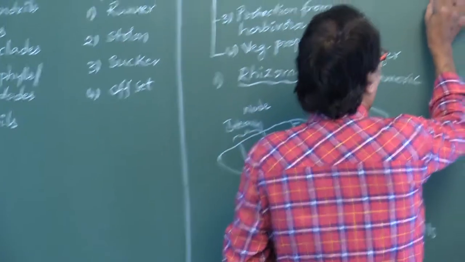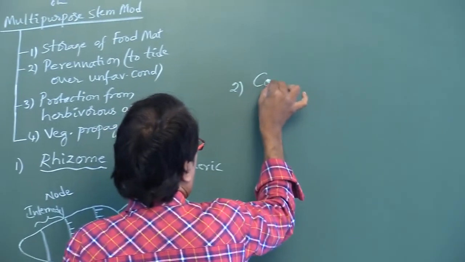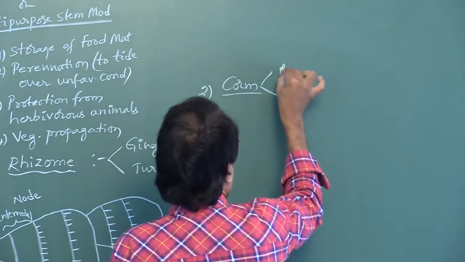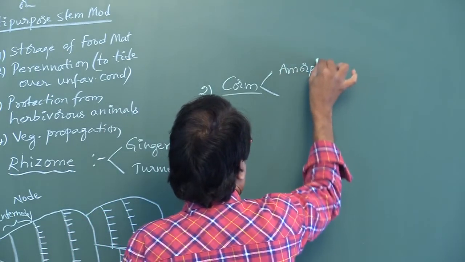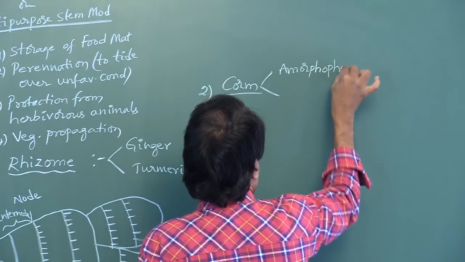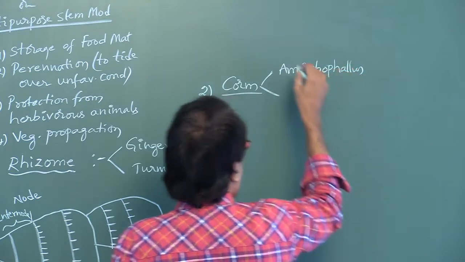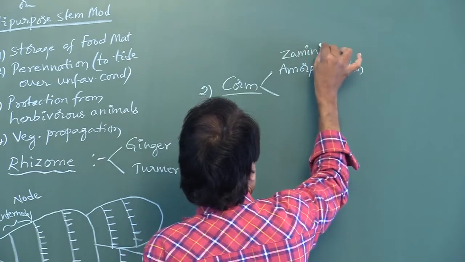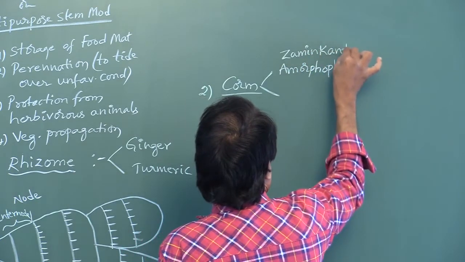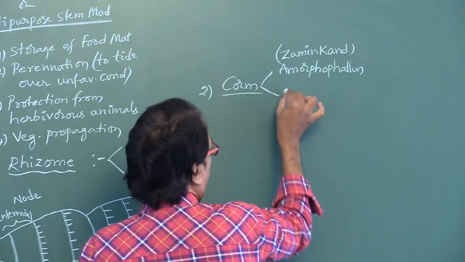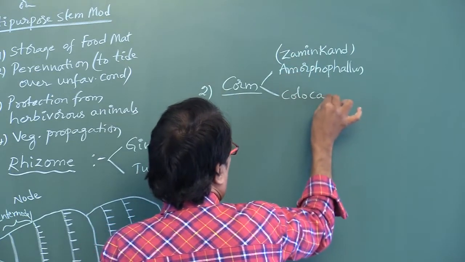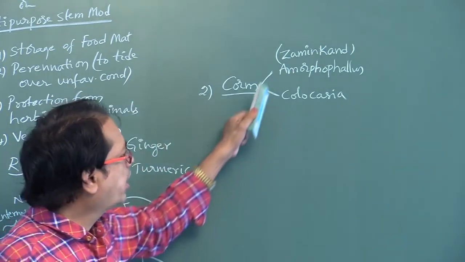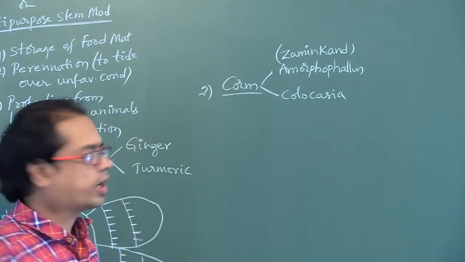Next one is corm. Examples: one is Amorphophallus. Amorphophallus is commonly called Jaminkand. And the second one is Colocasia. Examples of corm are Amorphophallus and Colocasia.